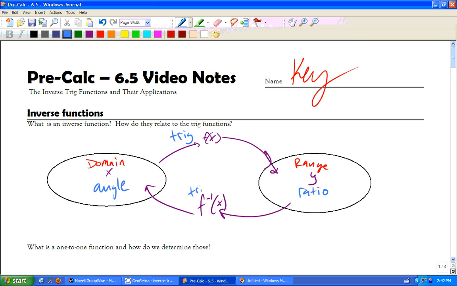What a trig inverse is, is it's going to take some ratio and tell you what angle gets associated with that. The x's become the y's. In this case, our input becomes the ratios, and it's kicking out angles.